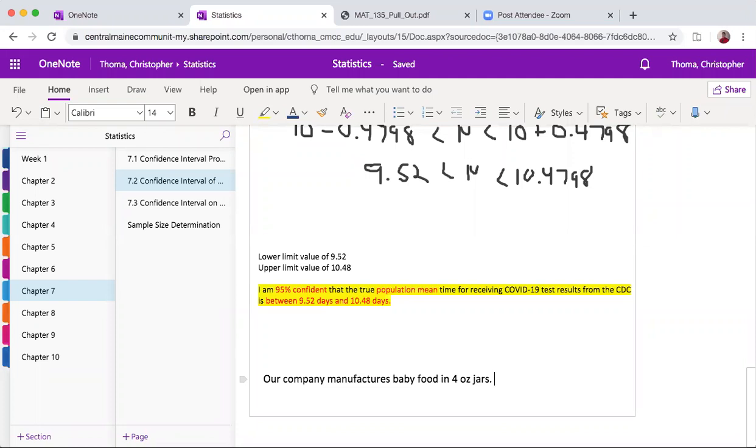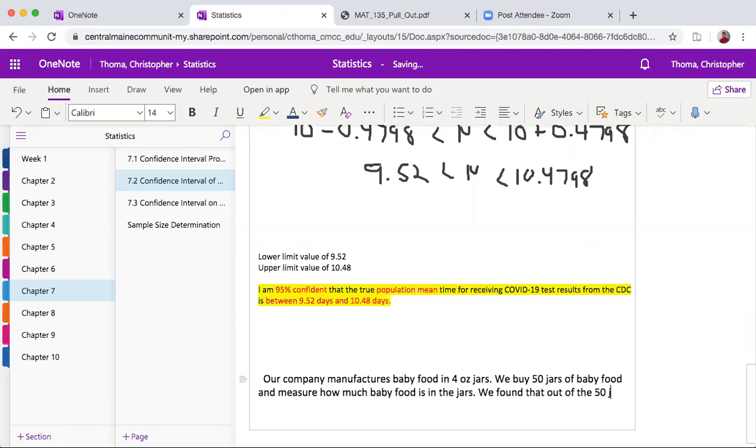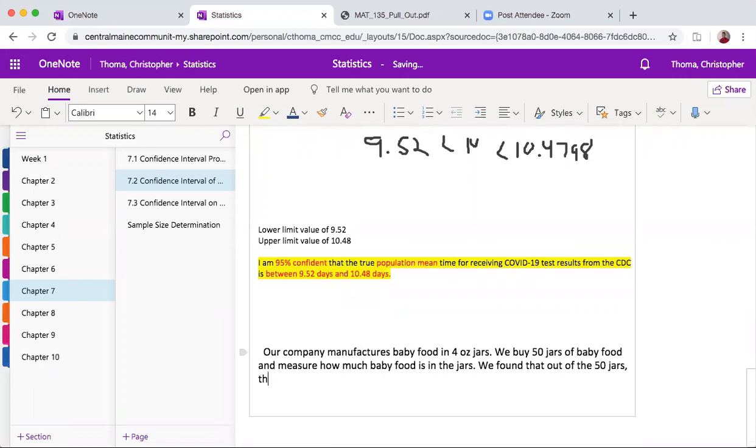So we go to the store and we buy, I'll do 50 jars of baby food, and measure how much baby food is in the jars. We found that of the 50 jars, there was an average of 3.8 ounces with a deviation of half an ounce. Okay. Calculate, let's pick a different confidence interval this time. Let's do 85.